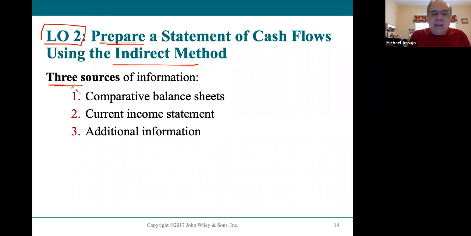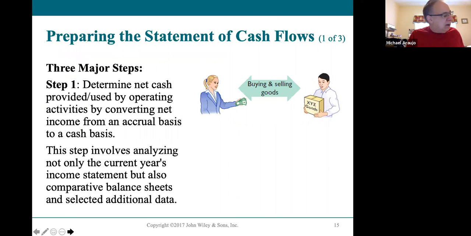We're going to need something called a comparative balance sheet. So this year's balance sheet compared to last year's balance sheet. We're going to need the current income statement for the current fiscal year that we're in, and there may be some additional information that's provided to us that'll help us prepare this.